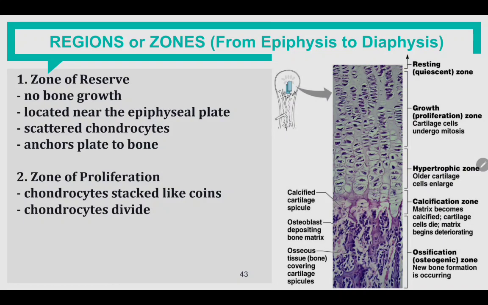So the different regions guys, no, actually we have at least 5 regions, no, that you need to memorize or familiarize with. You have the zone of reserve, in which in this reserve guys, no, there is no bone growth. They are located near the epiphyseal plate, no. Yan yung banda yung zone of reserve. They have scattered chondrocyte and anchors plate of bone.